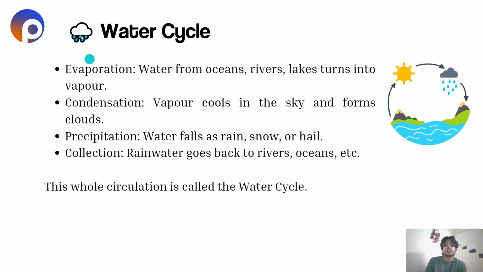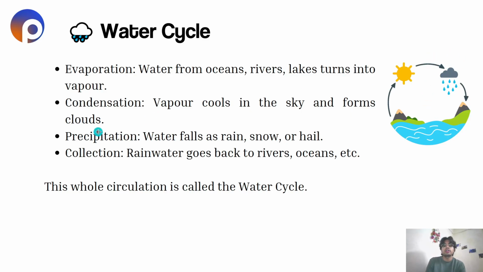Now, the water cycle. So first, it is evaporation. Water from oceans, rivers, lakes turns into vapor. Due to the heat of the sun, the water will turn into water vapor, and it will start rising up in the form of water vapor. Then condensation takes place. Vapor cools in the sky and forms clouds. Now, you see, here is the water. Because of the heat of the sun, the water will turn into water vapor and it will go up and it will turn into a cloud.